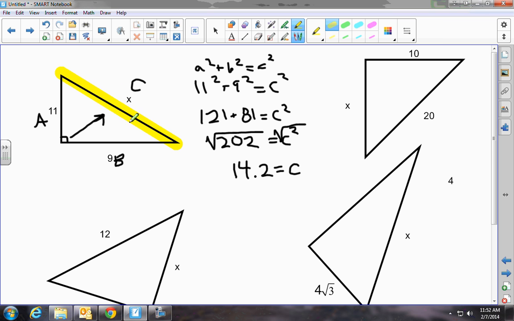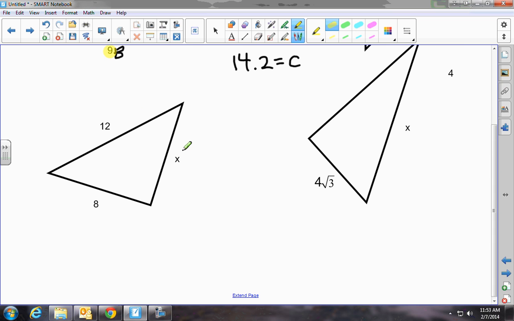And the last thing I do is make sure that makes sense. If this side's 11 and this side is 9, does it make sense this would be 14.2? Well, it is the longest side, so yeah, that's reasonable. Okay, let's do one more down here.